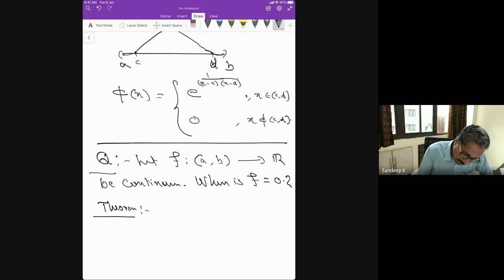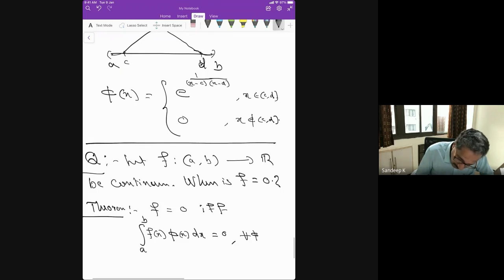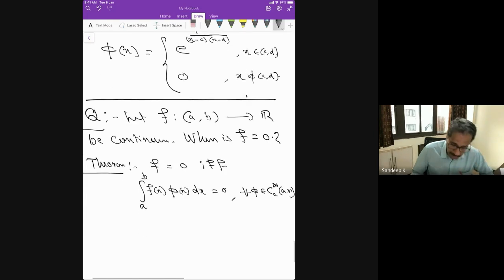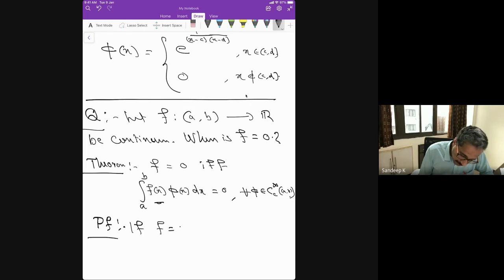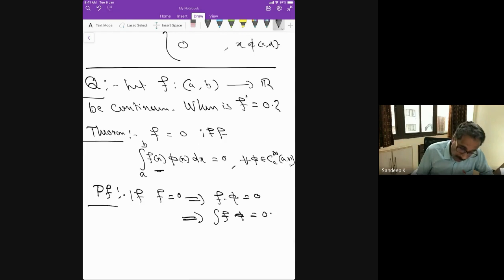Theorem: f is zero if and only if the integral from a to b of f of x into phi of x dx is equal to zero for all phi in C c infinity of (a,b). These are the quantities which I introduced before. Suppose f is zero, then you multiply f with any phi, and that will be zero. So the proof is, if f is zero, this implies f into phi is zero, which implies its integral of f into phi is zero. Now the converse is the important part.